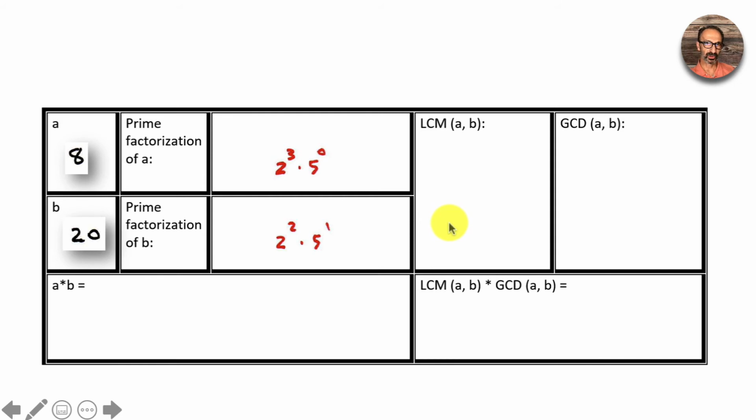LCM, go for more 2's, more 5's. GCD, go for less 2's and less 5's. We're going to pick 2 2's and 0 5's. A times B, and multiply these, you get 160, same answer. Good. 8 and 14.